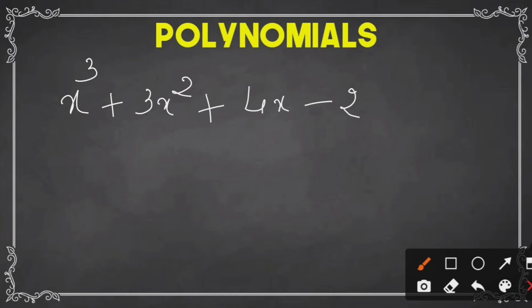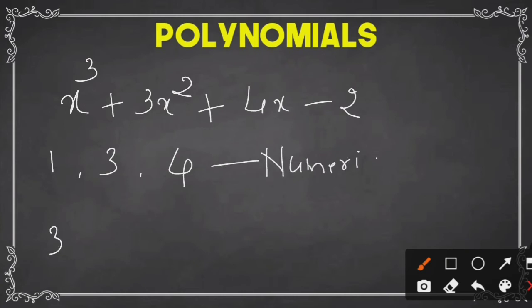Now, we will see the coefficients of this polynomial. What is the coefficient of x cube here? 1. What is the coefficient of x square here? 3, the numerical coefficient. What is the numerical coefficient of x here? 4. Then minus 2 is a constant. These are the numerical coefficients. Now, what are the powers here?